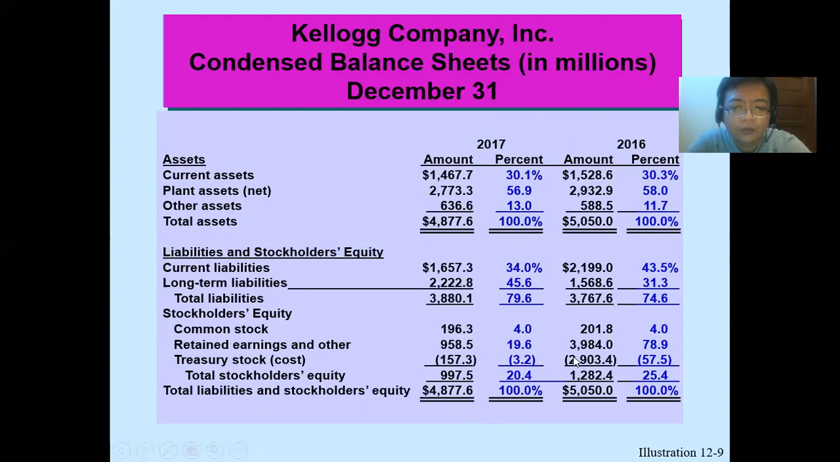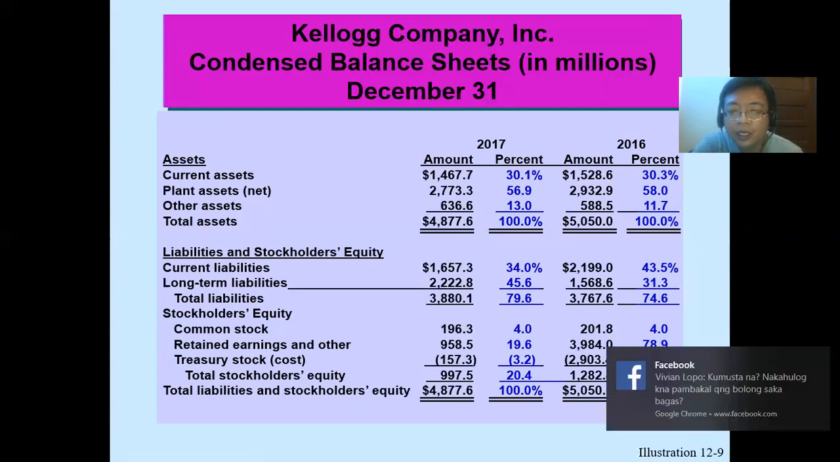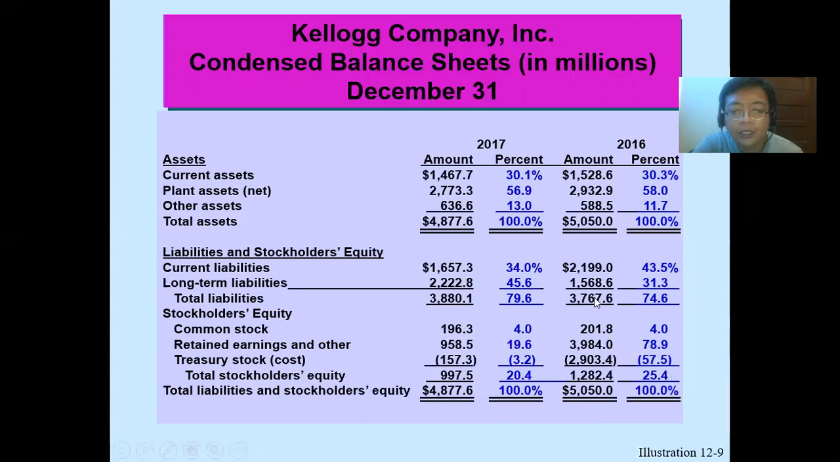So what does this mean? Meaning, the majority of your assets is composed of plant assets. Why? It is 56.9% of your total assets. In terms of liabilities and stockholders' equity, what is the biggest? Long-term liabilities. So long-term liabilities is the majority of liabilities and stockholders' equity. How about liabilities now? 79.6 and 20.4. So meaning you are risky. Why? Because you now have more total liabilities versus your stockholders' equity.